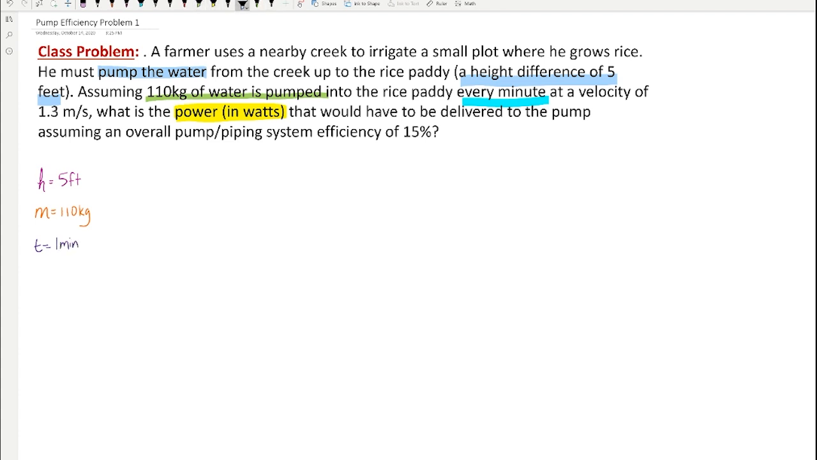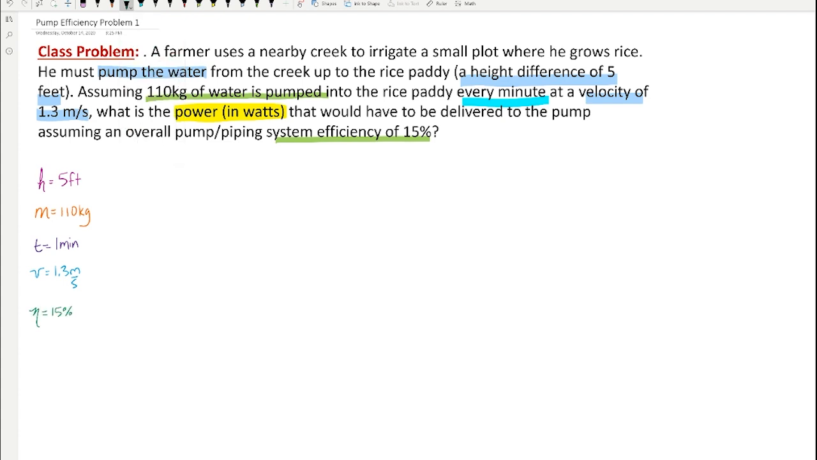I continue reading and I see that there is a velocity given to me of 1.3 meters per second, so I'll also write down my velocity term of 1.3 meters per second. I read that I need to find power, which I've already identified, and I also see the final bit of information, a system efficiency of 15%, which I will also write down as my given information.